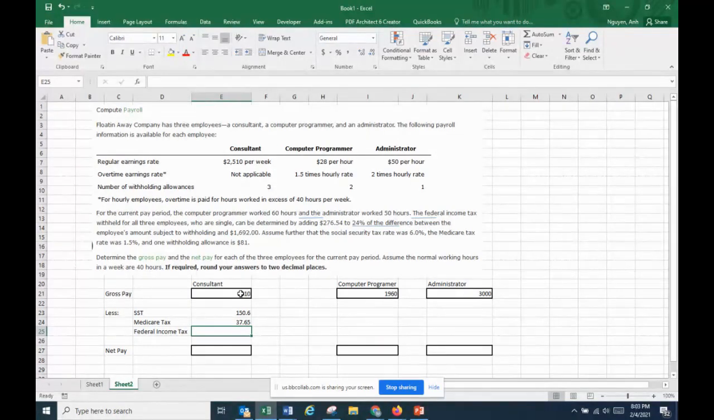Federal income tax. So the only one we have to worry about the number of withholdings is the federal tax? I didn't get that. What do you mean? We don't have to worry about the number of withholdings on each person until we get to the federal income tax? Correct. Yeah. Okay, federal income tax withholding here. This one takes a lot of work.